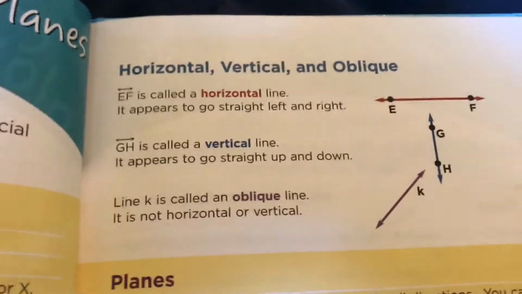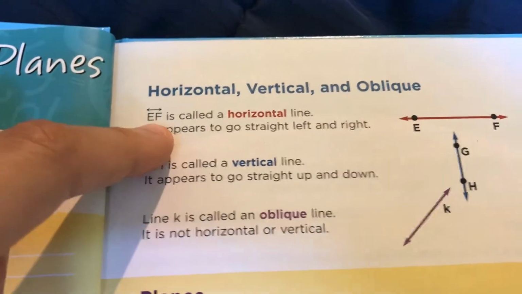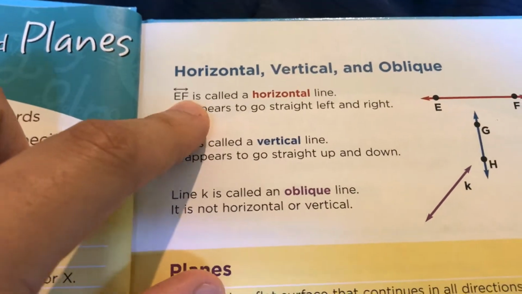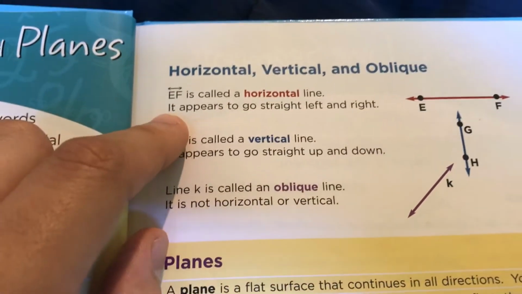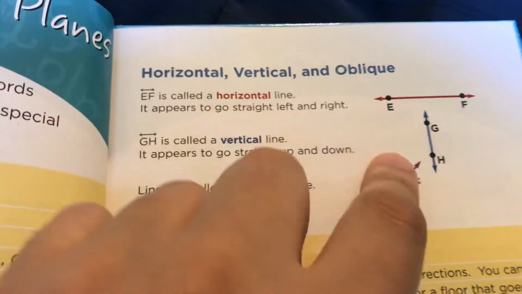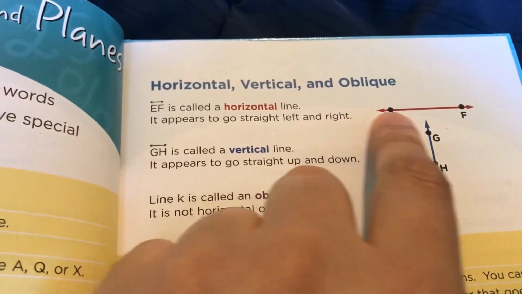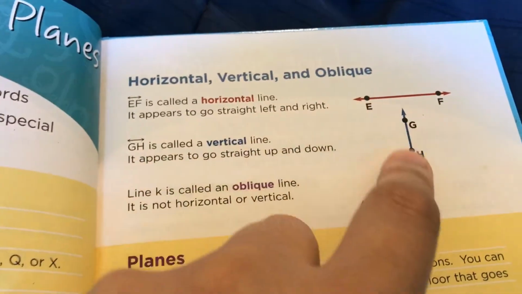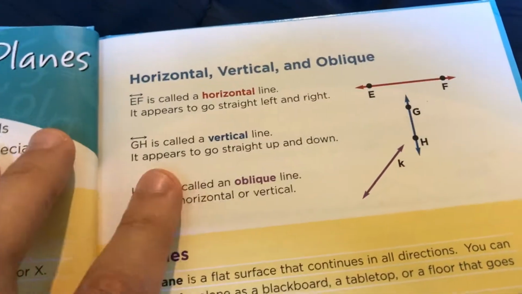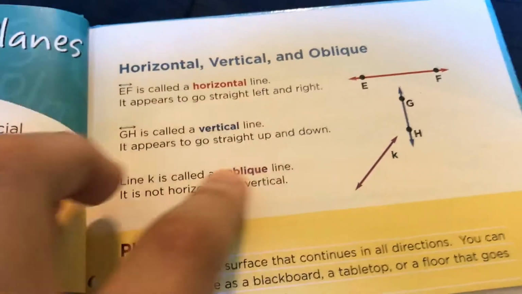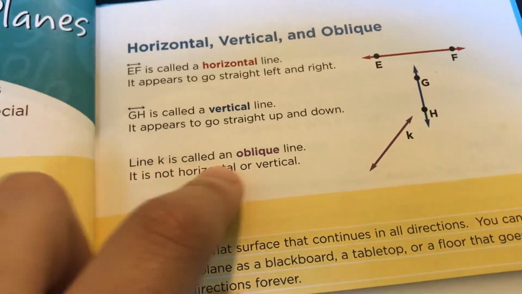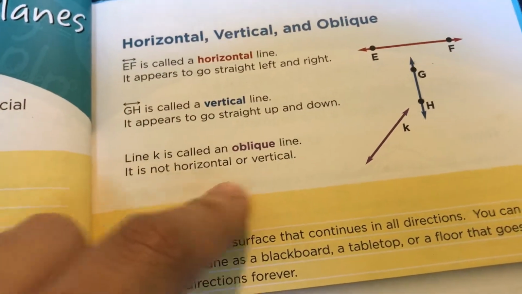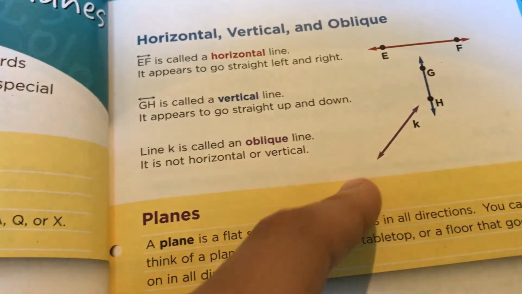Horizontal, vertical, and oblique. Line EF is called a horizontal line. It appears to go straight left and right. Line GH is called a vertical line because it's up and down. It appears to go straight up and down. Line K is called an oblique line. It is not horizontal or vertical.